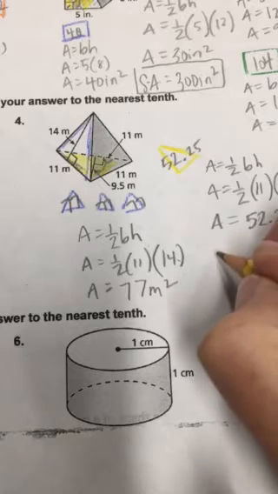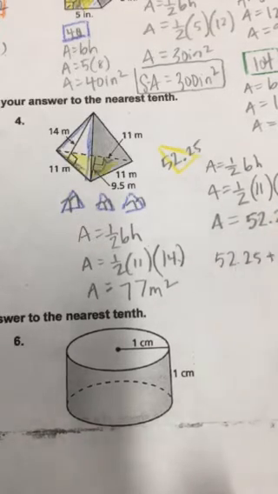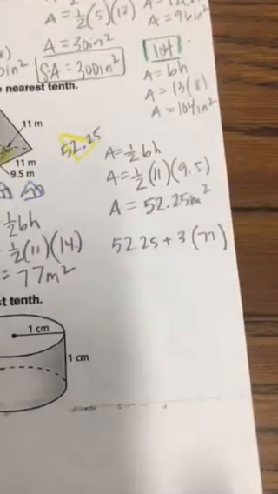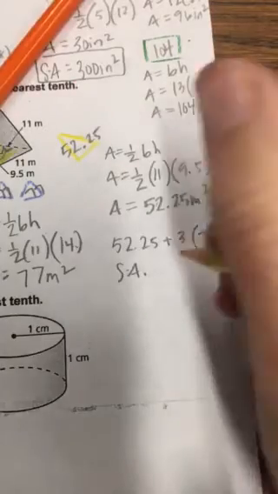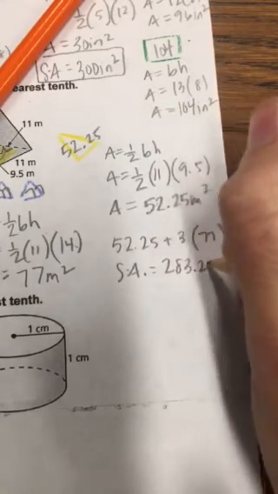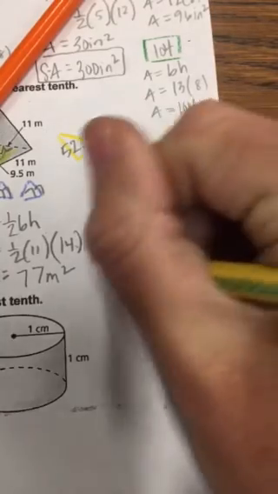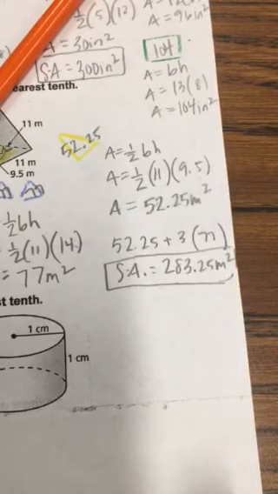So my total surface area is 77 times 3 plus 52.25. I get a surface area of 283.25 meters squared. All right, I'm going to stop there, and then I will finish up with cylinders and page 2.